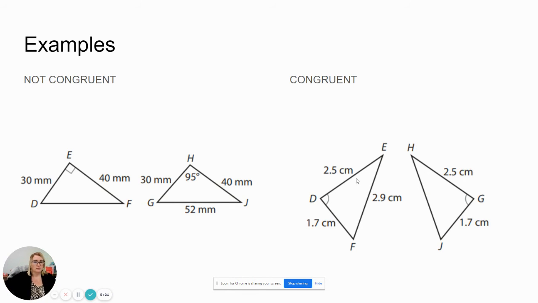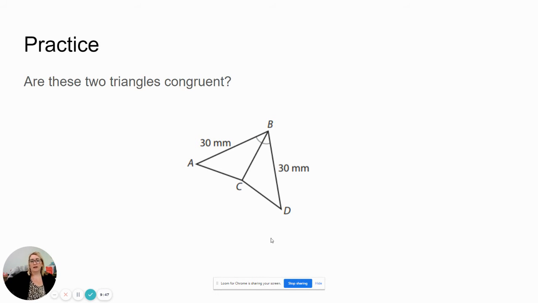So if we look at this one, we have 2.5 and a 2.5, a 1.7 and a 1.7, and their included angles are equal. That one line on both sides means that those are congruent angles. So this is an example of a congruent pair of triangles using side, angle, side, and then this one is not congruent. Okay, you guys go ahead and look at this one.